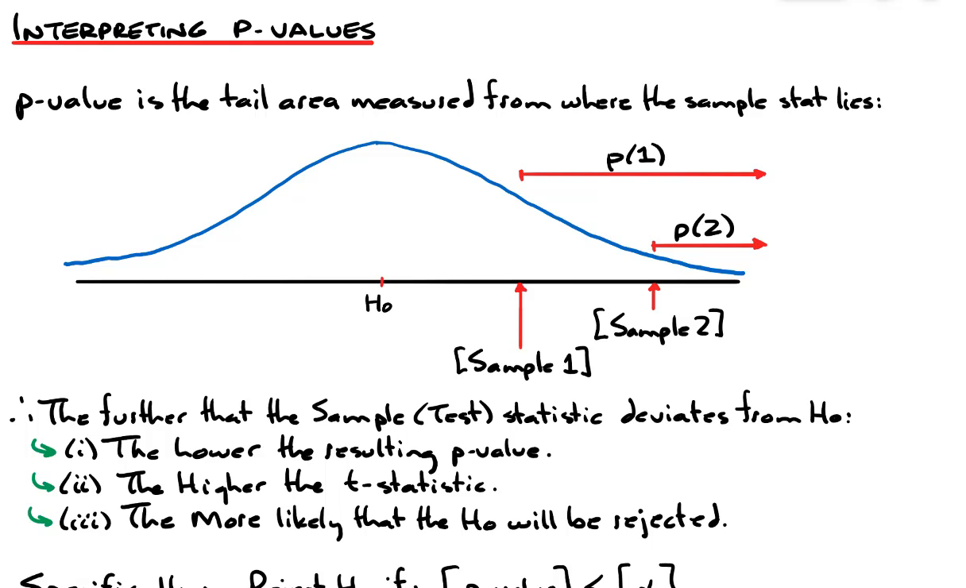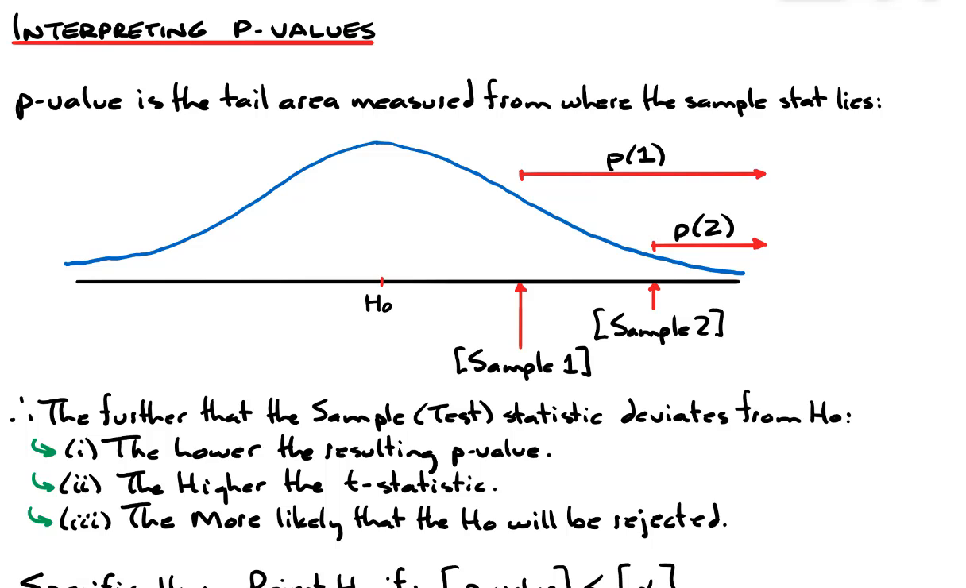Now, what p-value measures is the tail area from where the sample statistic lies. So first, let's look at the first sample. Let's just assume that the value for the first sample falls over here. So what p-value measures is, what's the tail area measured from that point? Corresponding with sample 1 is p-value 1 over here.